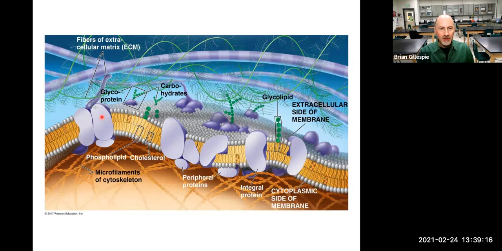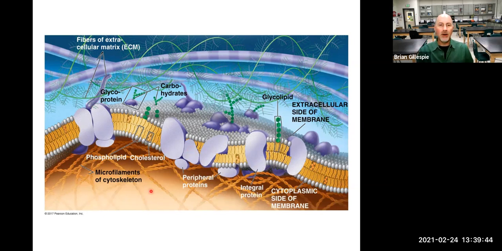You can see those there. And then here are the embedded proteins. Many of these are integral proteins that you can see bridging or spanning over the phospholipid bilayer itself. And then you also have peripheral proteins that are clinging to one side of the membrane or the other side of the membrane.